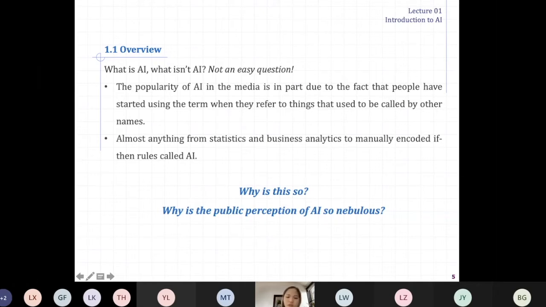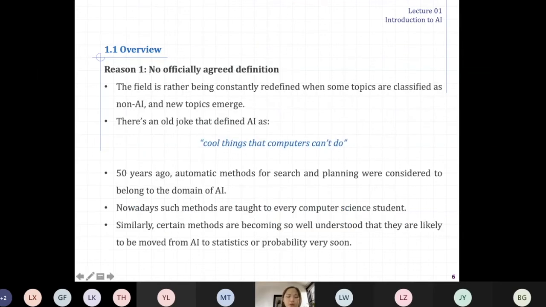So why are there so many confusions? We have at least three reasons. For the first reason, there is no officially agreed definition, and from time to time the definition seems to change. If we rewind back 20 years, things that people thought computers couldn't do were what we called AI. For example, 50 years ago, automated methods for search and planning were considered to belong to the domain of AI. But today, automated search is something we can manually code, and it's taught to every computer science student. So automated searching is no longer considered AI.